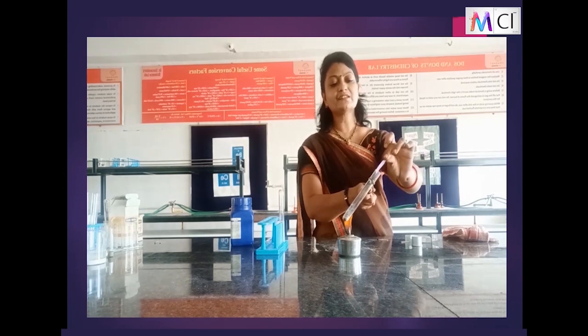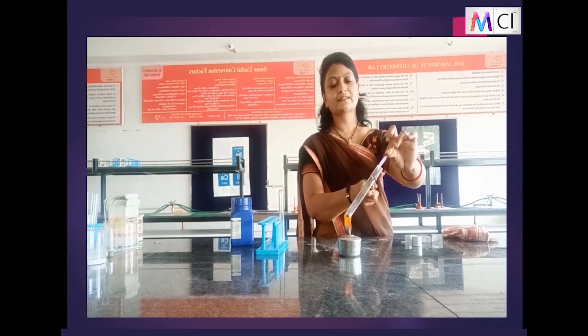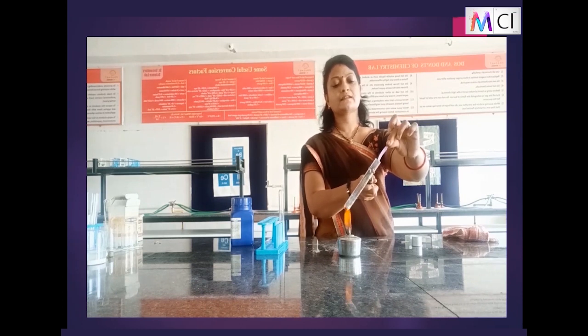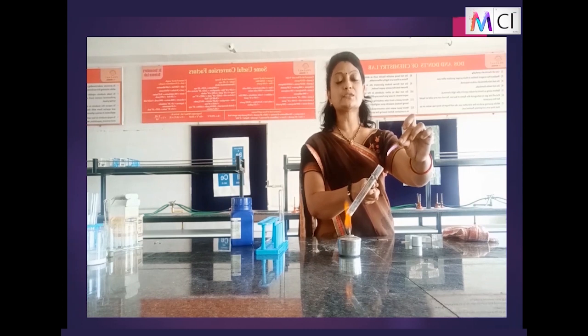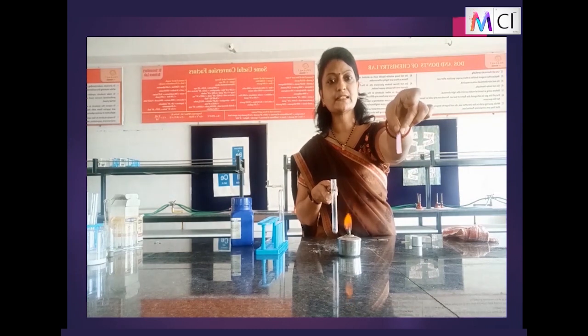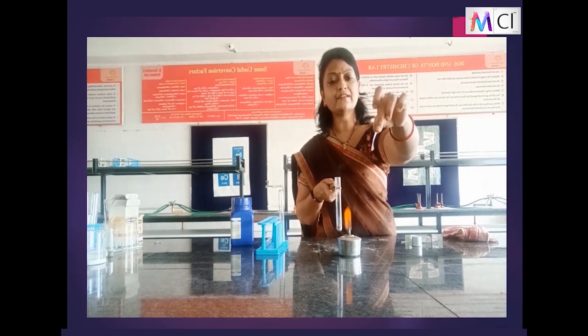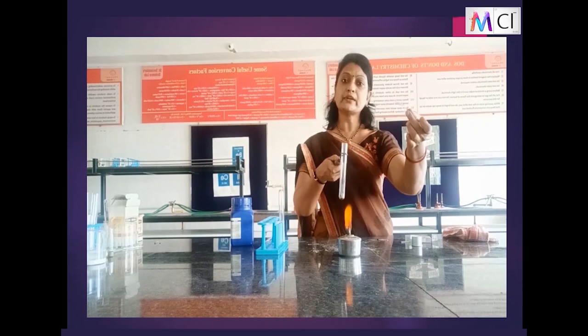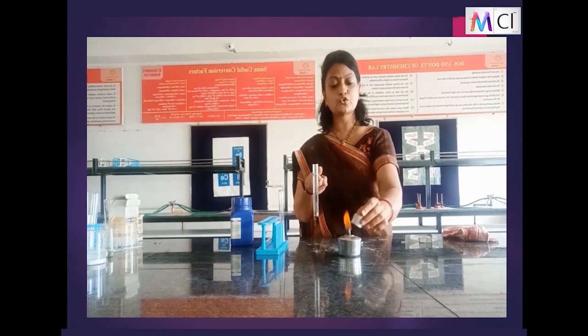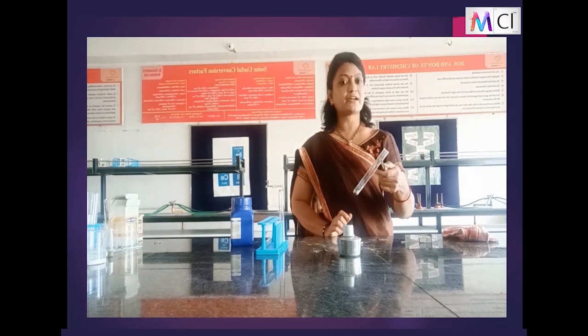Can you see, children? The blue litmus is turning red. Yes, how beautifully the color is changing slowly. So the fumes of sulfur dioxide and sulfur trioxide gases are acidic in nature. Here you can observe, children, the blue litmus has turned red, showing that non-metallic oxides are acidic in nature, as well as the evolution of sulfur dioxide and sulfur trioxide gases.